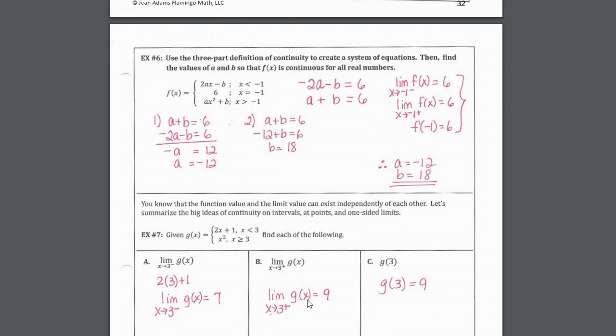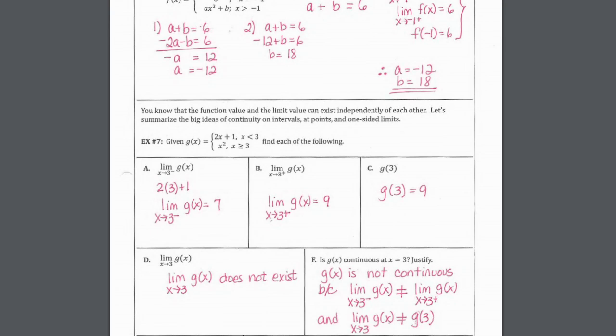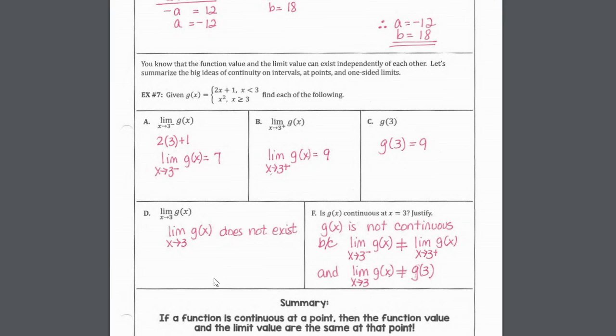So then both one-sided limits are different, sorry. So then the general limit as x approaches 3 will not exist. Okay? Is g of x continuous at x equal to 3? Justify. Oops, sorry guys, just realized I had not scrolled it down. Sorry, so here's this one. Here's part D. The limit of g of x does not exist because again the one-sided limits were different.